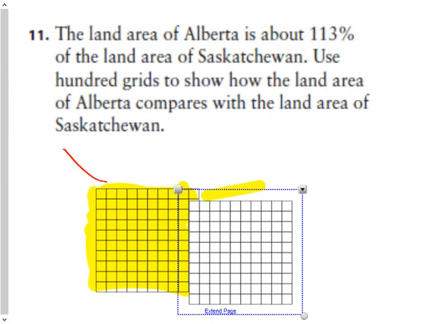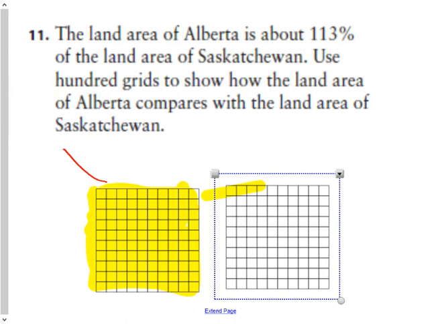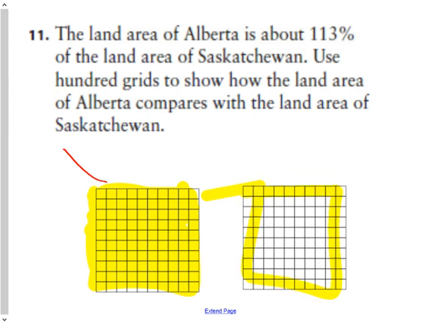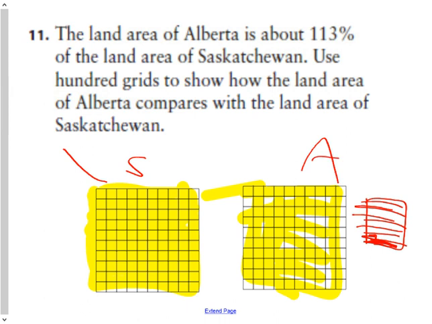I might as well just bring it over here. It's going to be all of this plus an additional, I'll just draw my own here, 13%. I'll make it up. So that's 113% of the land area. This is Saskatchewan, and this would be Alberta. Slightly more, 13% more than all of Saskatchewan.